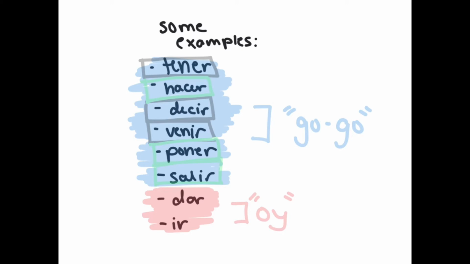Then another example of irregular verbs are dar and ir. These are oi verbs. And oi verbs is the same as go-go in the sense that in oi verbs, the yo form is different, but the other two, for the most part, are conjugated the same. Except ir is just altogether irregular and changes to a va form, but I'll show that example in the video.